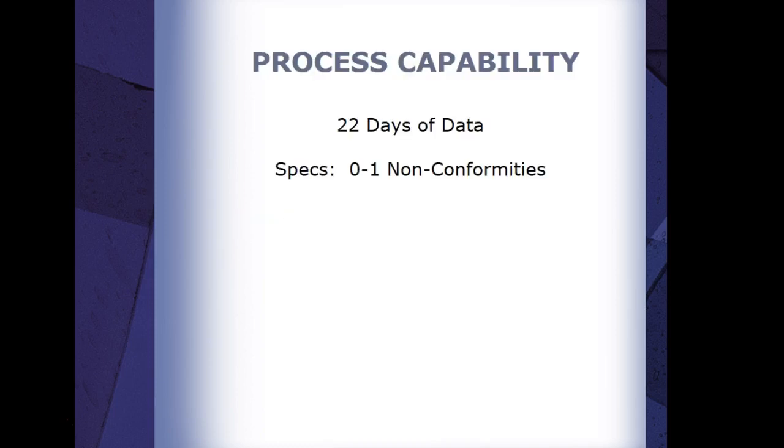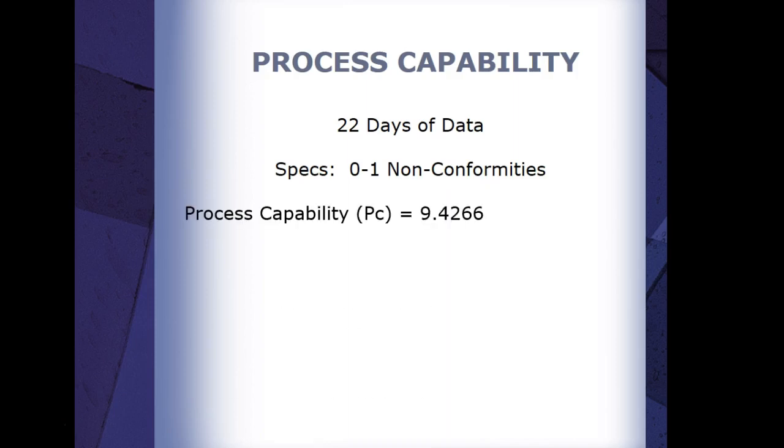Now, I decided to do a process capability on the data that I collected for my measure phase, which I'll explain a little bit later, why I chose to do this statistical analysis tool at this point of my project. So with those 22 days of data, my specifications were that I wanted 0 to 1 nonconformities. That would be okay. If I had none or 1, that means only one item, whether it be clothing or shoes, not put away.